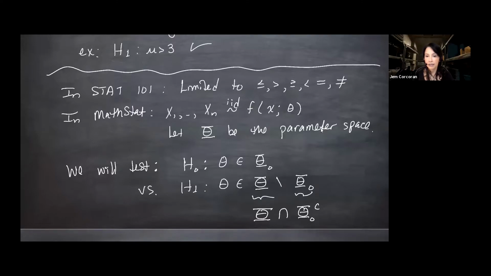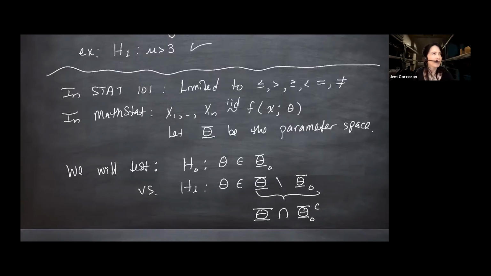Does that make sense? I didn't mean, I mean that entire thing. Sorry. So it's everything that's in the parameter space, but outside of the things being considered in the null hypothesis. And this can get pretty wild. It's not always describable by a simple inequality.